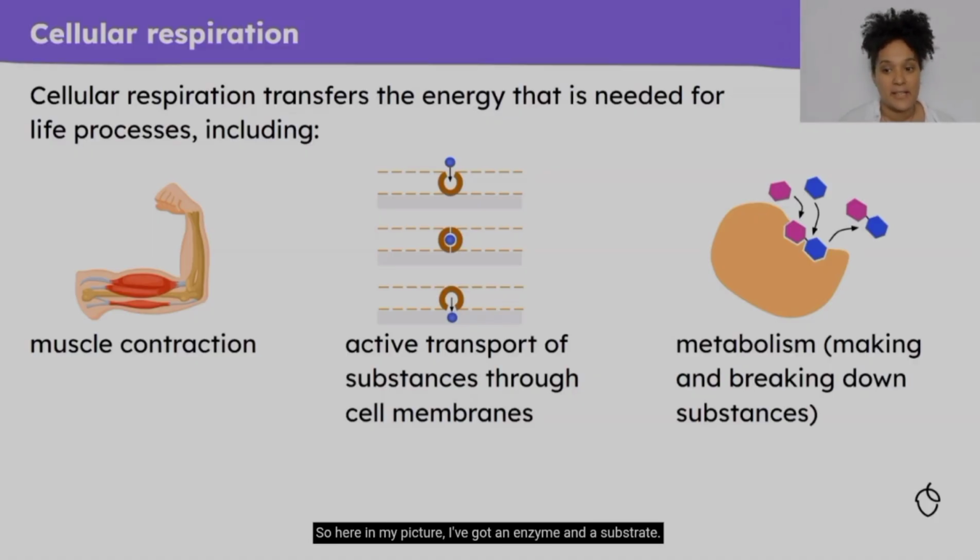So here in my picture, I've got an enzyme and a substrate. So the substrates are going into the enzyme's active site and they are coming out as one product. So that's an example of making a substance. Maybe those 2 substrates are amino acids and they're being joined together and eventually they'll be joined together to make a protein. So those are just 3 examples of life processes that require energy from cellular respiration to take place.